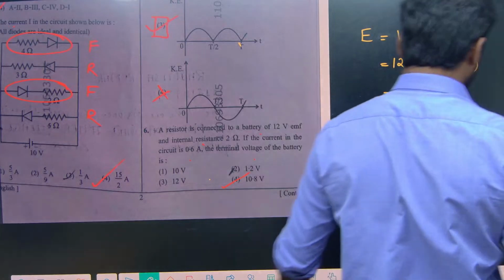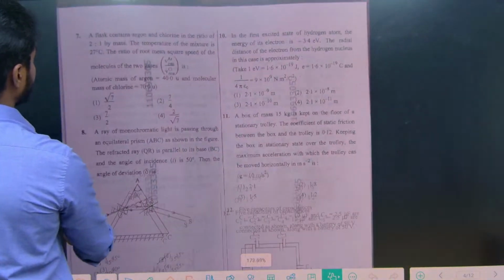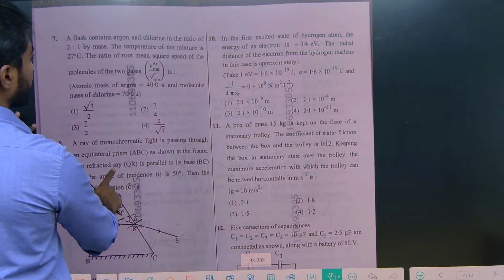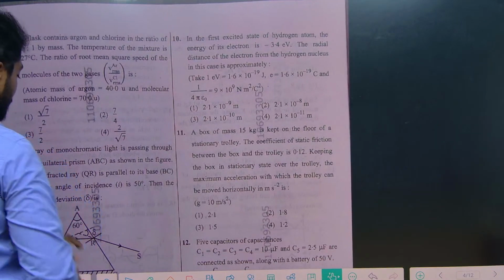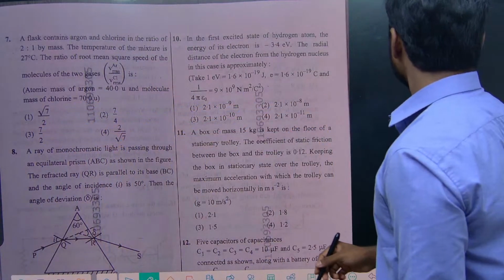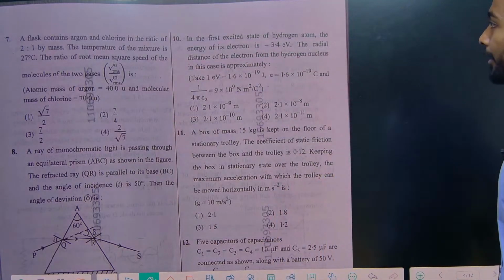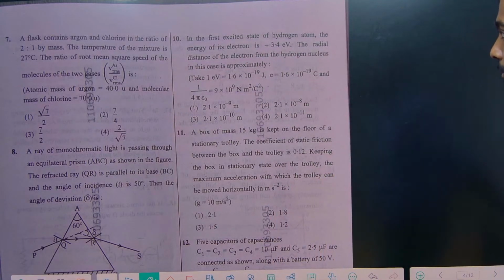Okay, second paper వెళ్తాం, అంటే second page of the paper. Okay, done. A flask contains argon and chlorine in the ratio of 2:1 by mass. The temperature of the mixture is 27 degrees Celsius.